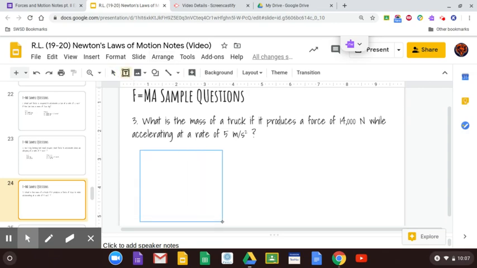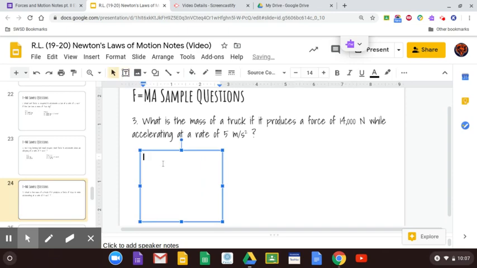And basically, we are going to start this one the same as usual. F equals, M equals, A equals. Okay, we always start. Doesn't matter what they're asking for. Always start by writing out your variables and what you know versus what you don't know. All right, it says, what is the mass of a truck if it produces a force of 14,000 newtons? Well, it says force, 14,000 newtons, so I'm going to write that down for my force.